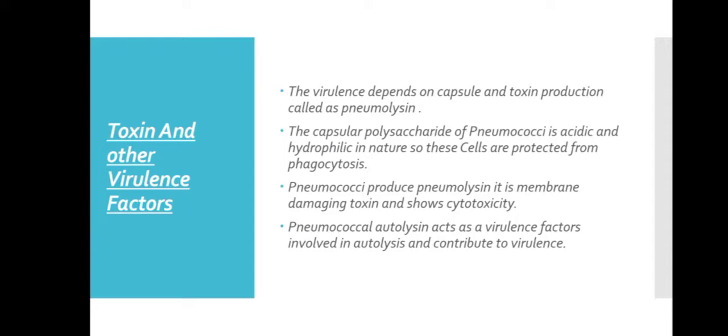Pneumococci produce pneumolysin. It is a membrane damaging toxin and shows cytotoxicity. Pneumococcal autolysin acts as a virulence factor involved in autolysis and contributes to virulence. Autolysis means its own death is caused by its own virulence factors.